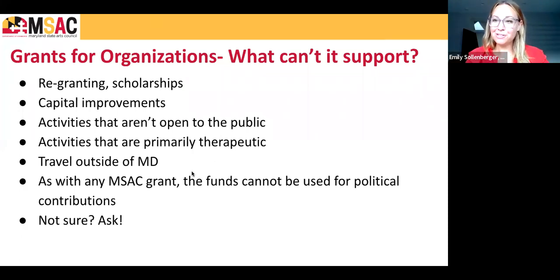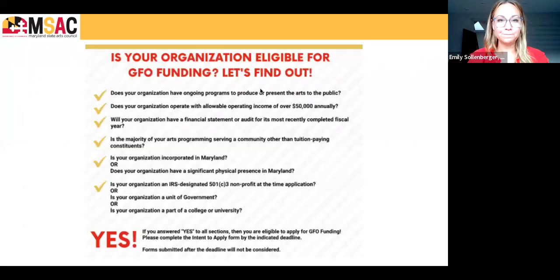And if you're not sure, you can just be in touch with Laura or myself and we can talk through the different scenarios and questions that you might have. And this is just a fun little graphic that's also on our website. It's a kind of a checklist, if you will, and we're going through this as we speak. So it's just a good starting point to make sure that you're in the right place and in the right program.